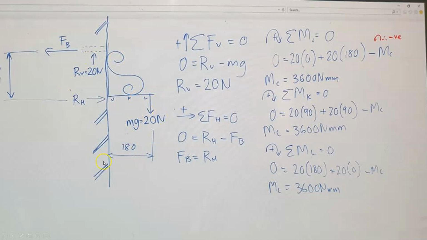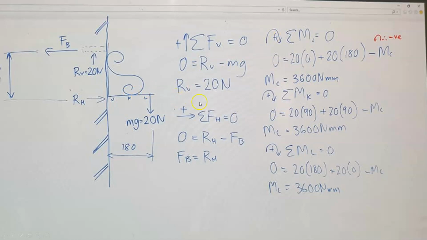So clockwise, and I've said the distance from the wall to the center of mass of our plant is 180 millimeters. So our answer here is going to be 3,600 Newton millimeters. Just to demonstrate the same thing no matter where we go, if we're talking about K, the force couple that we're generating is going to be 20 times 90, 20 times 90 clockwise plus 20 times 90 clockwise.